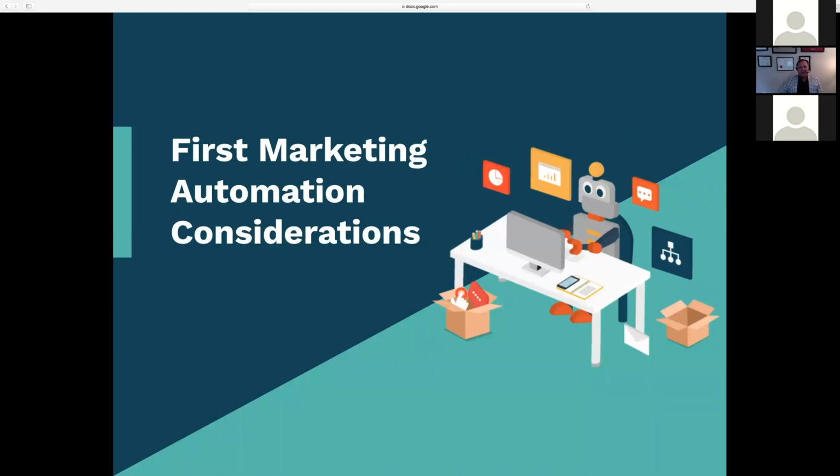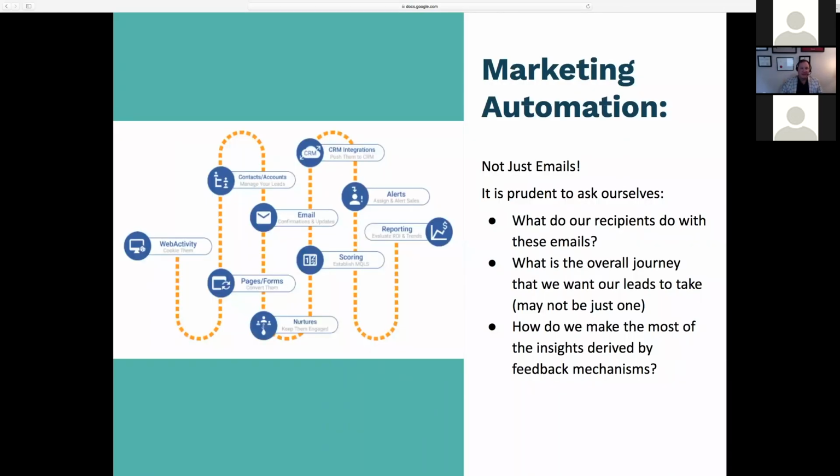So as I said, I wanted to start with kind of the theoretical, and I wanted to talk about what a company needs to ask themselves as the first step. So what are the first marketing automation considerations that need to be asked? So, I think the first thing worth knowing about marketing automation is that it's not just emails.